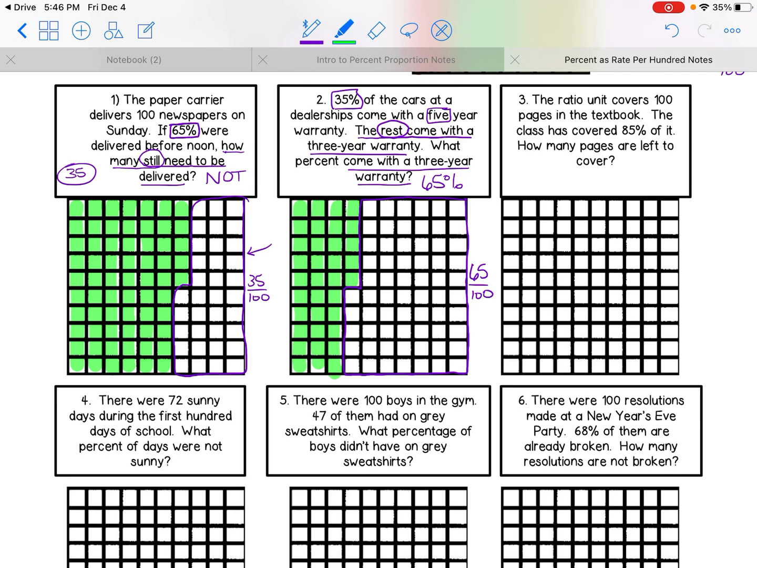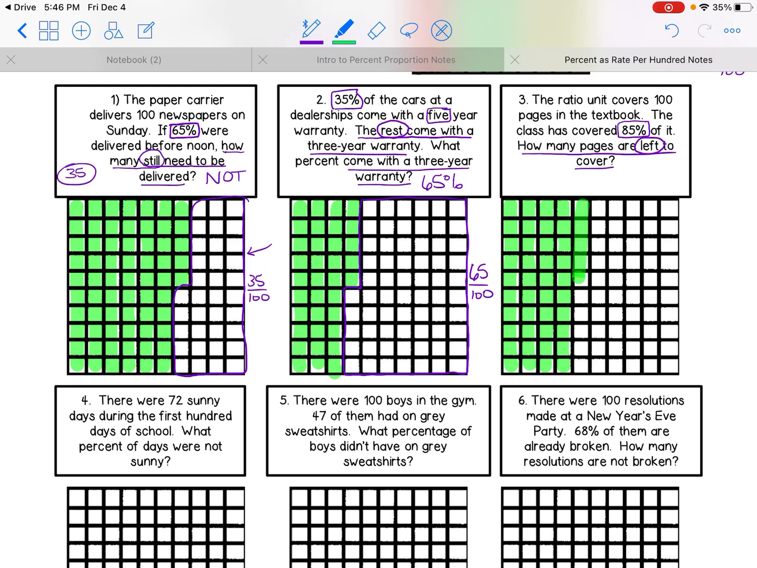Number 3 says, the ratio unit covers 100 pages in the textbook. The class has covered 85% of it. How many pages are left to cover? So they have already covered 85%, but the question says how many pages are left. So not the 85%, how much is left is what we're answering. So let's show what 85% would look like. So we're going to shade 85.